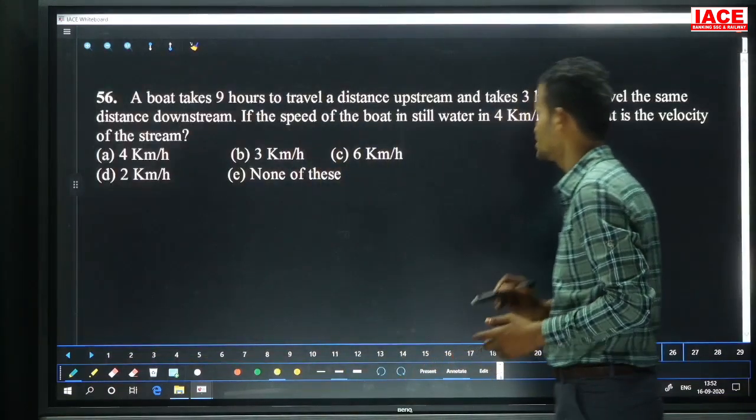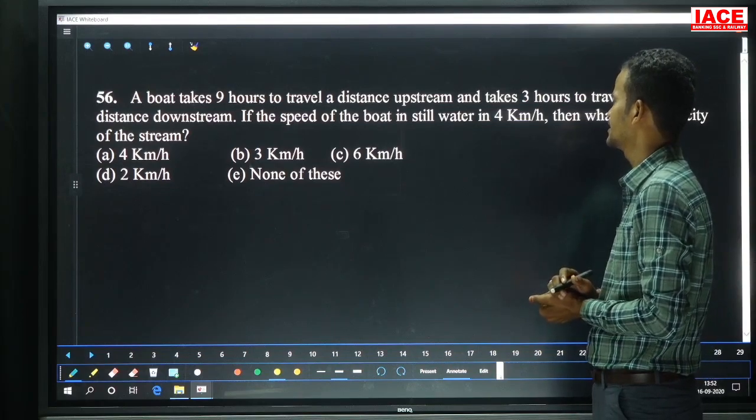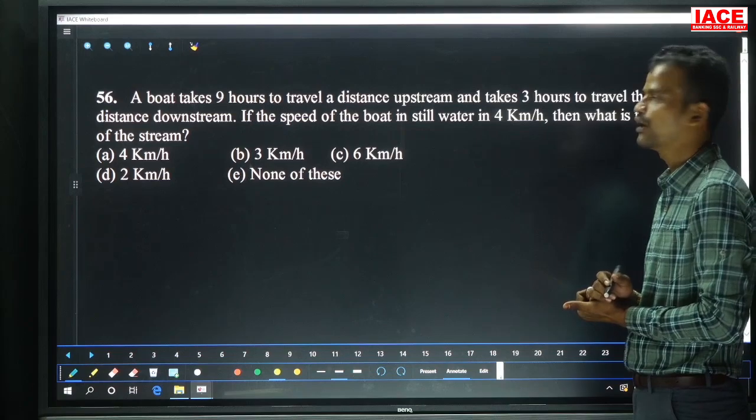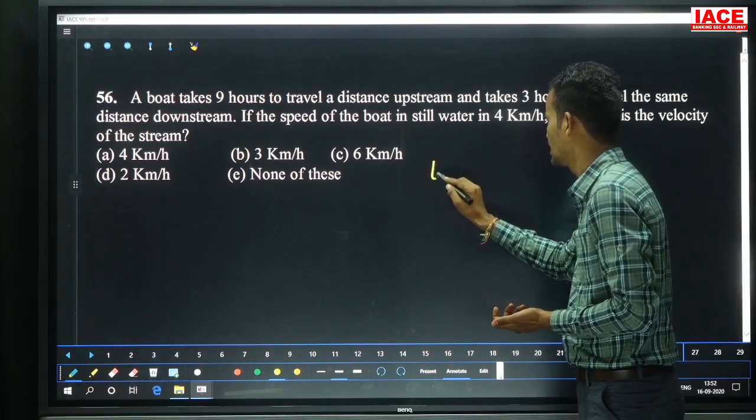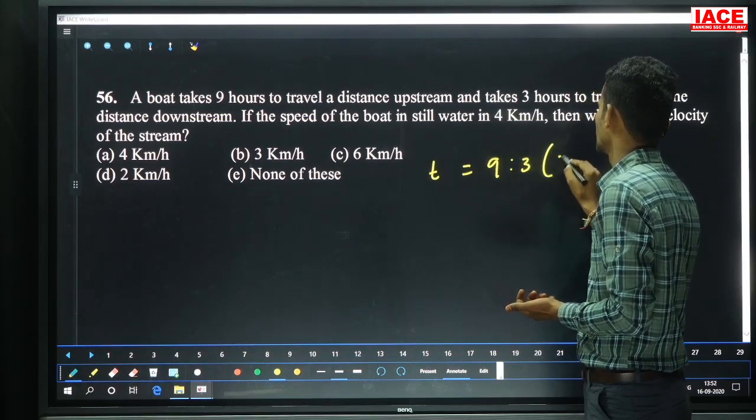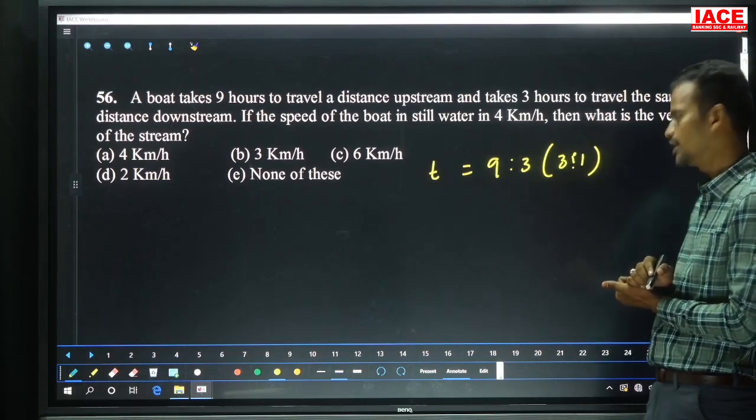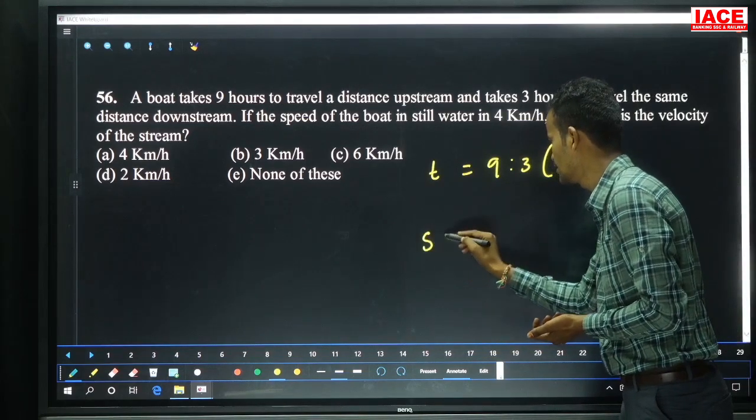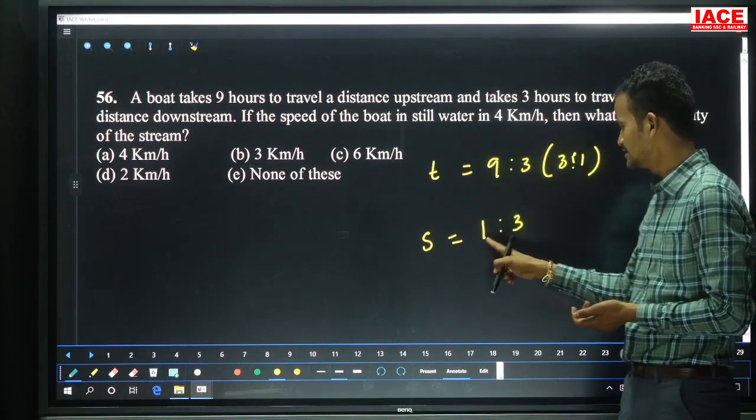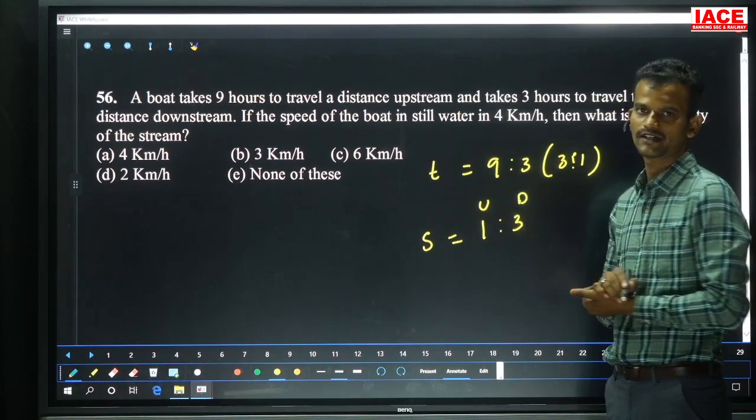What is the next question given, sir? A boat takes 9 hours to travel a distance upstream and takes 3 hours to travel the same distance downstream. They have given a time ratio. What is the ratio? 9 is to 3. This is 3 is to 1. This is the time ratio of upstream and downstream. Now what is the speed ratio, sir? The speed ratio becomes 1 is to 3. Okay. This is upstream speed. This is downstream speed. Clear?